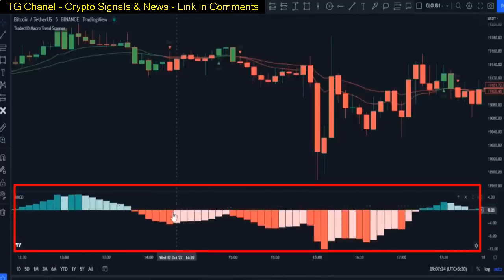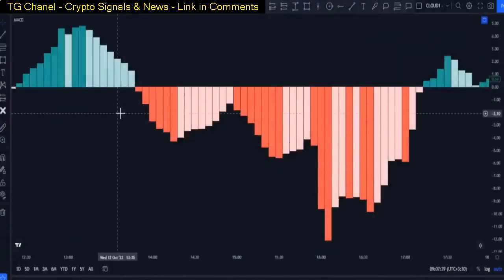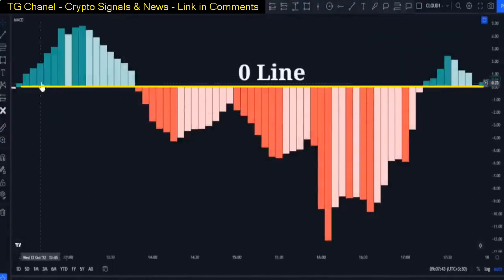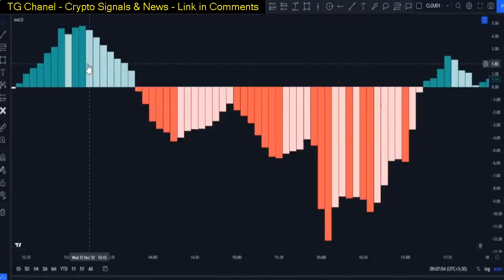Let me explain how we will be using the MACD in our strategy. The way we use it is that whenever the MACD histogram is above the 0 line, it means that we're currently at an uptrend movement and we're allowed to enter only buy trades. And if the histogram is under the 0 line, it tells us that we are at a downtrend movement and we should enter only short or sell trades.